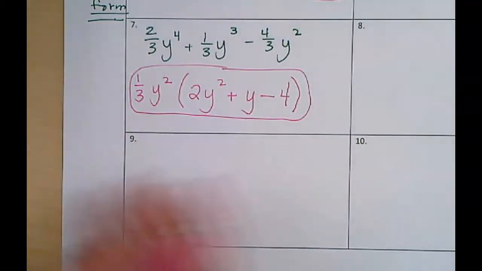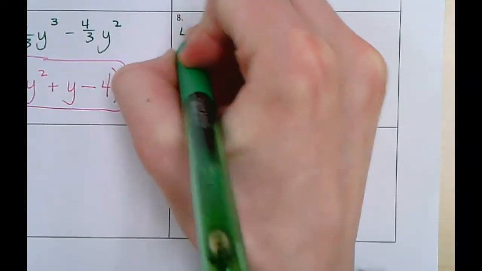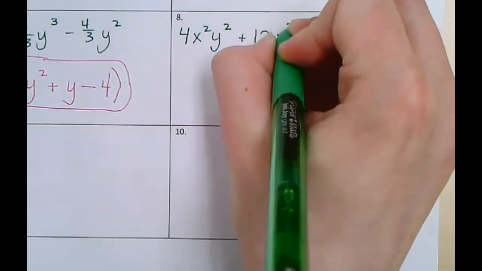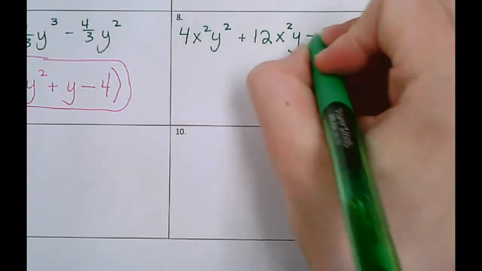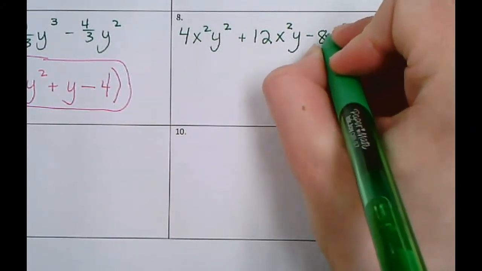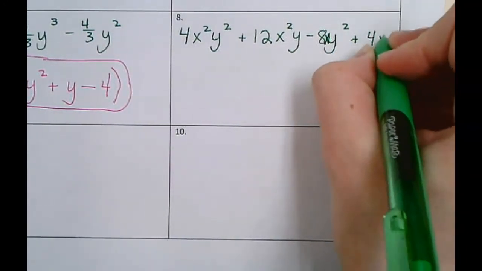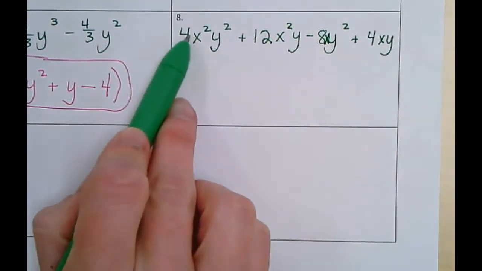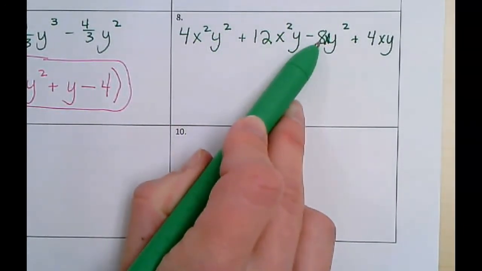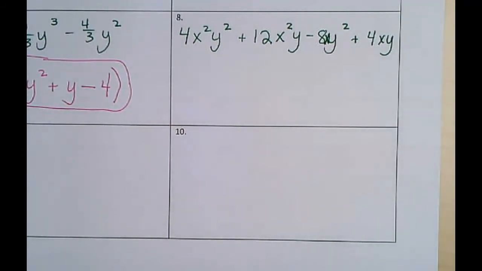All right, number 8. Let's write the problem down, and then I want you to practice this one on your own. 4x squared y squared plus 12x squared y minus 8y squared. Oops, I left off an x. Minus 8xy squared plus 4xy. So let me reread that again. 4x squared y squared plus 12x squared y minus 8xy squared plus 4xy. Pause the video and try this one out.